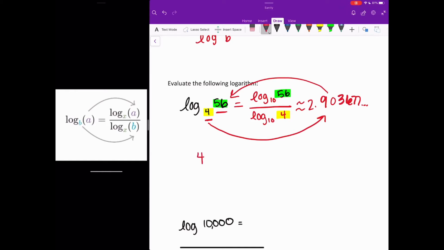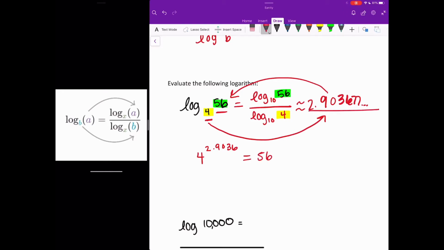So on my calculator real quick, I'm going to raise 4 to check my answer. 4 to the power of 2.9036... whatever, it just keeps going on. So 4 raised to that power does indeed give me 56.